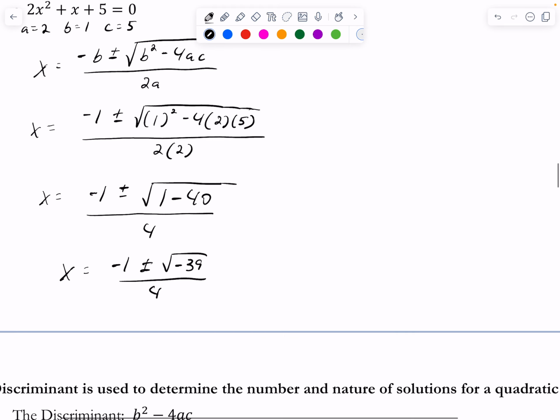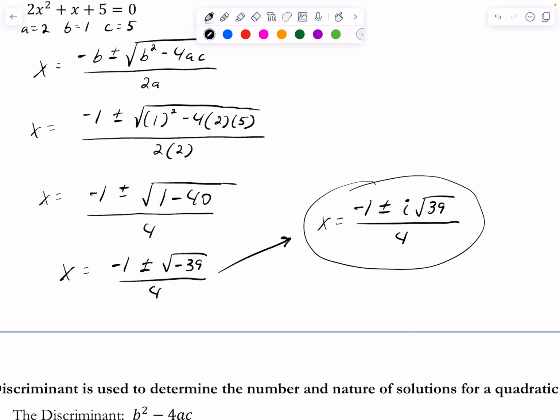All right, now 39 is actually not a perfect square, so I can't actually simplify that. But I hope you notice that we do have a negative inside the radical, which we have talked about. The square root of a negative 1 is the same as the letter i. So I would please like for you to put that i out front of the radical, and then you can write positive 39 inside. All right, so I'm expecting to see this for your solution.